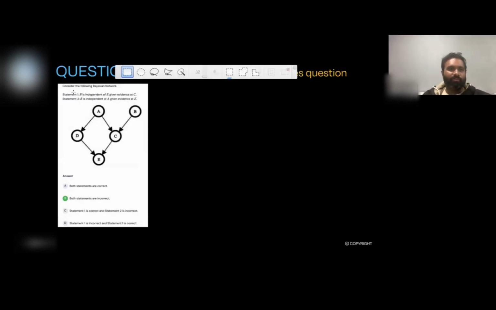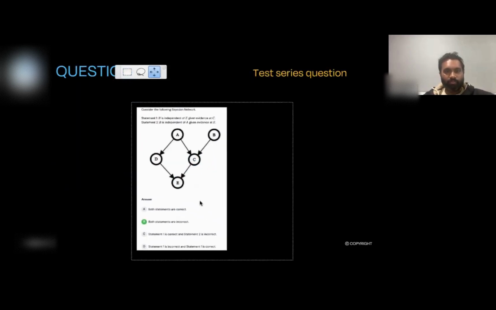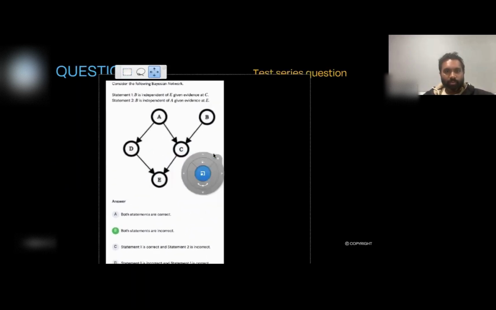Consider this question. You are given 2 different statements. B is independent of E given evidence at C. B is independent of A given evidence at E. Okay, I'll just zoom it. So how to do it? B is independent of E given C. So whatever the condition variable, create some pink color line. Now B is independent of E. So how to do it? Consider the d-separation principle. Consider all possible paths between B and E.